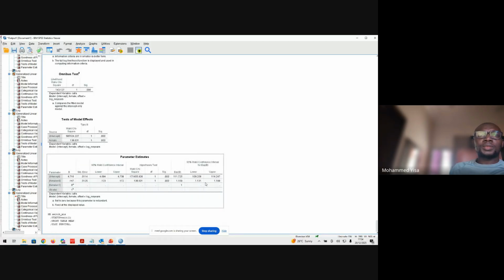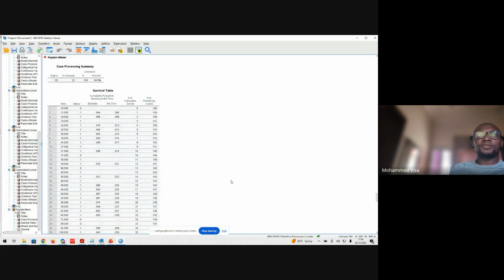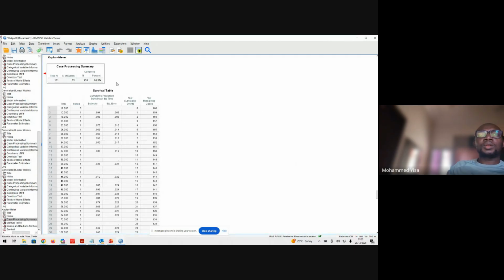So it takes some time because of the number of observations in the data set. It took some time to show up. Now it has given us the case processing summary again.